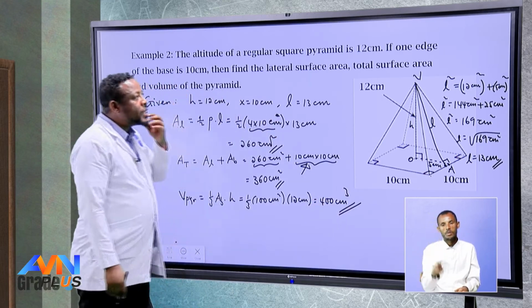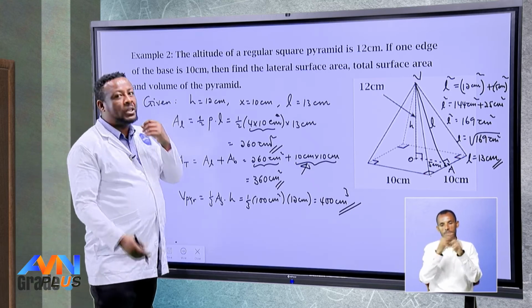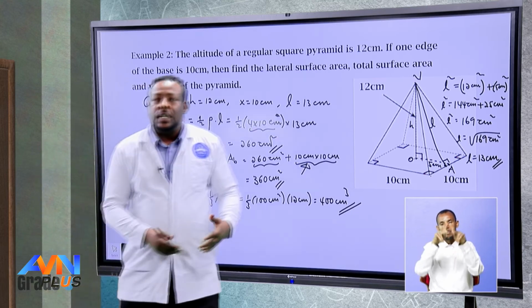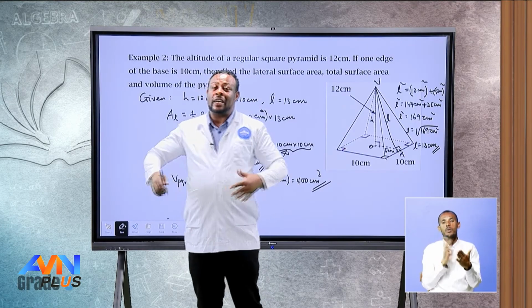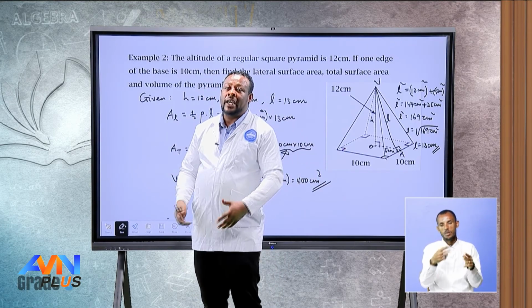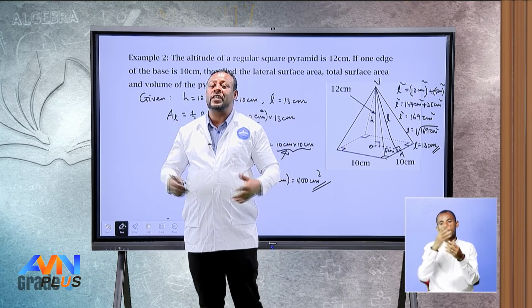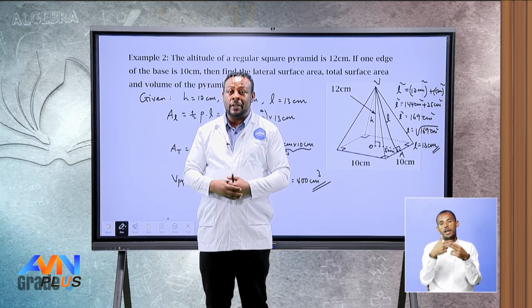So this is how we calculate the different measurements in a pyramid. In this lesson we have seen terminologies related to pyramid, and we have also discussed the different measurements associated with pyramid.